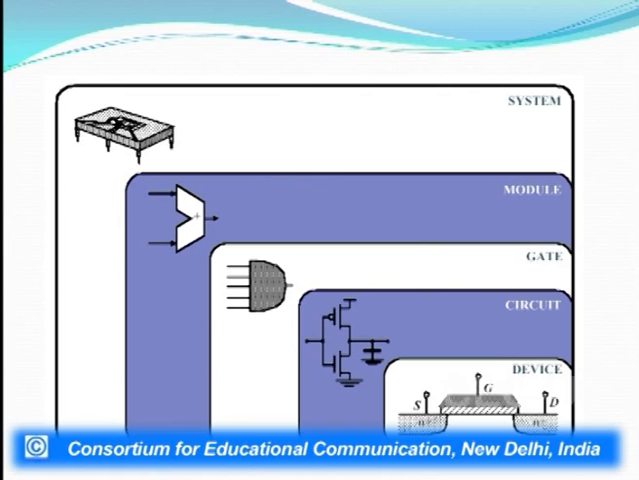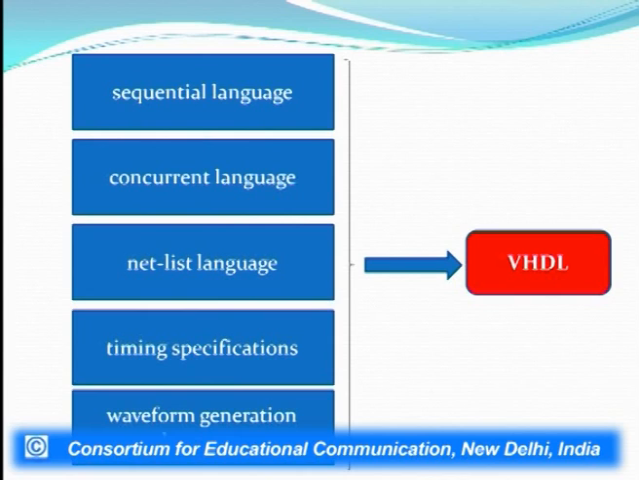Now, as can be seen from the diagram, the capability of VHDL is from the system level to the module to the gate and beyond, to the circuit and the device level. This capability diminishes for VHDL, whereas Verilog is capable of supporting up to the circuit level or the transistor level. Now, coming specifically to VHDL, it can be described as an amalgamation of 5 different types of languages.